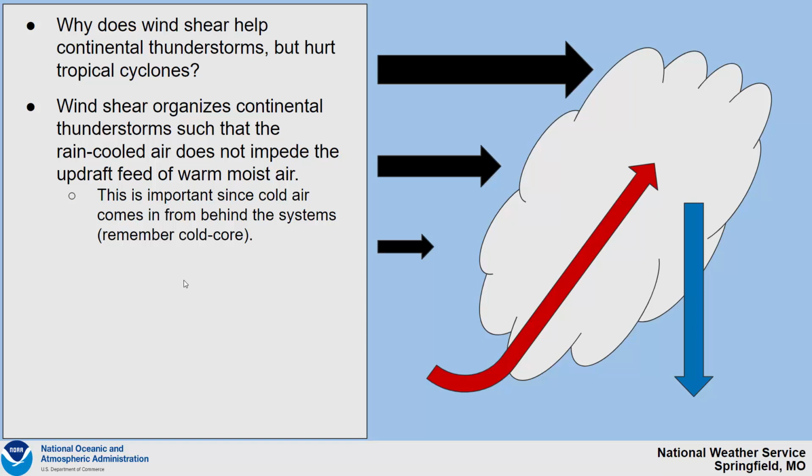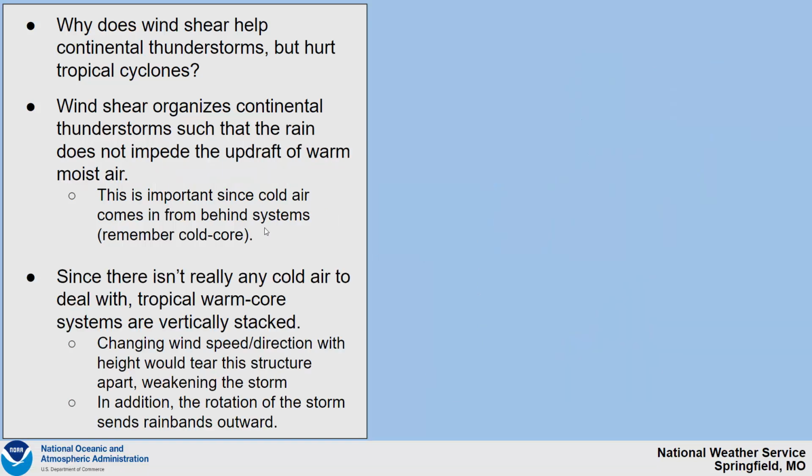This tilting and organization is important because these thunderstorms form in cold core systems, which means generally cold air is behind the formation of the storms. So in order to live for a long time, they need unrestricted access to warm, moist air. However, in the tropics where hurricanes form, there isn't really any cold air to deal with.